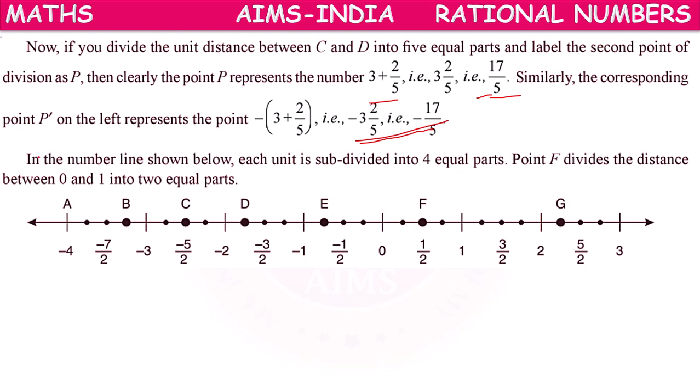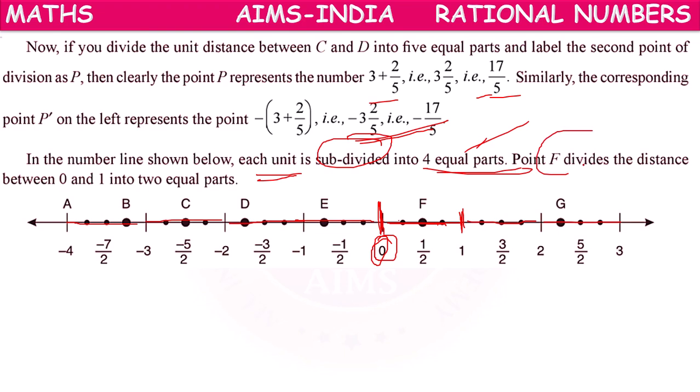Next. So here, let's observe this number line. So this is 0. So 1 means 1, 2, 3. With the help of 3 points, they have divided 1 unit distance into 4 equal parts. This also 4, this also 4, this unit value also 4. Means each unit is subdivided into 4 equal parts.